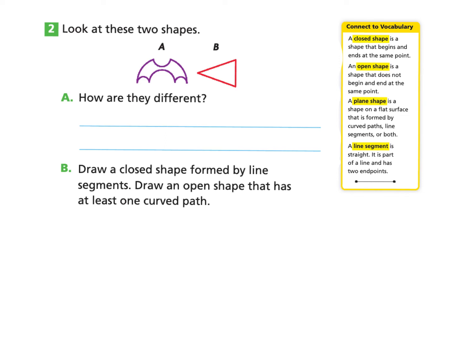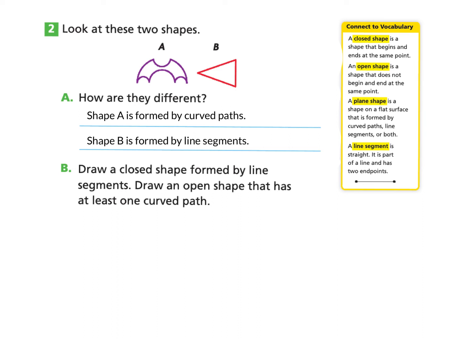I'm noticing that one shape, shape A, uses a lot of curved lines, curved paths. And I'm noticing on B, I'm not seeing any curved paths. They're all line segments that have two endpoints and a straight line between them. So I can answer, shape A is formed by curved paths, and shape B is formed by line segments.